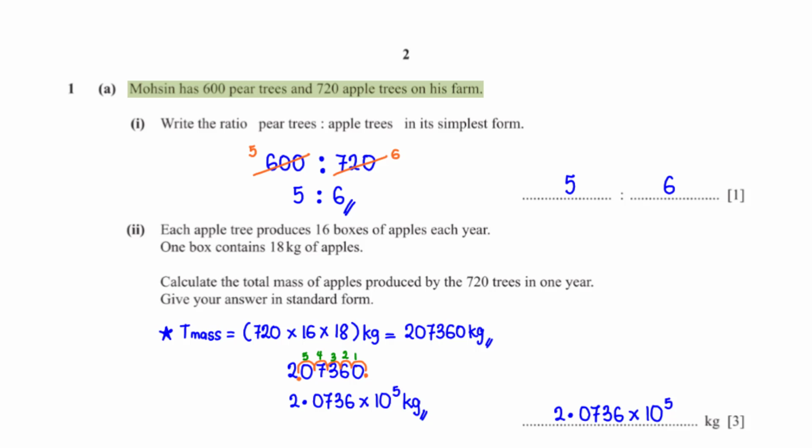Motion has 600 pear trees and 720 apple trees on his farm. Write the ratio pear trees is to apple trees in its simplest form. The ratio pear trees is to apple trees will be 600 is to 720. The highest common factor of the two numbers is 120. 120 goes into 600 5 times and 120 goes into 720 6 times. And so we have 5 is to 6.